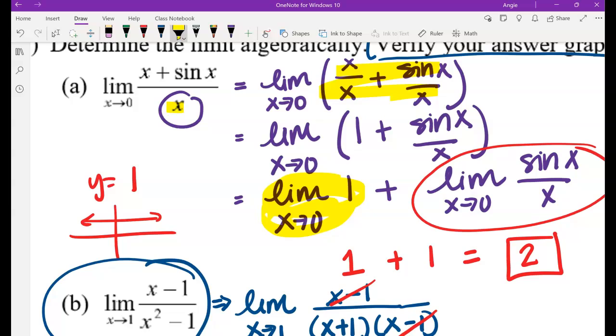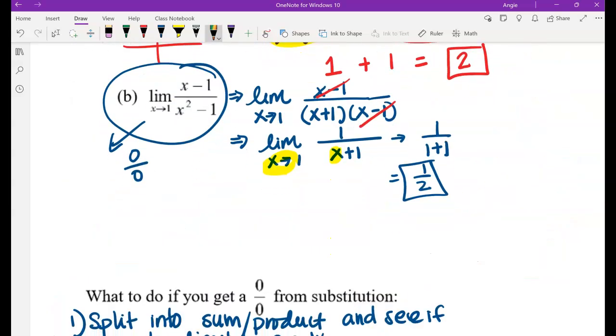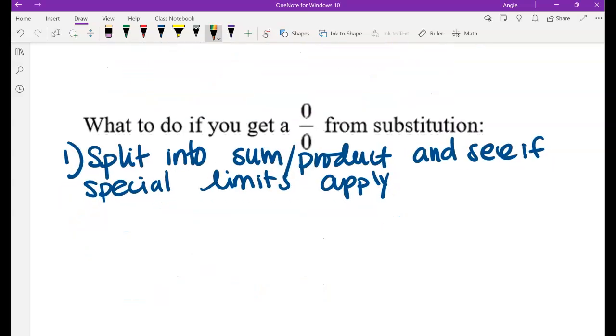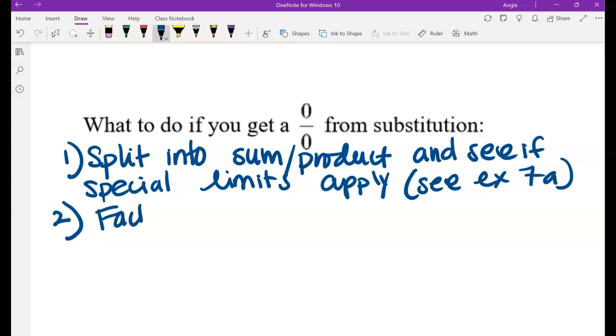Okay, so we broke it up and then we simplified. Now, after we simplified, we saw that there was a special limit, okay? And we applied that special limit. So I'm going to write 7a under C. Example 7a. Step 2, factor and cancel. Factor and cancel.